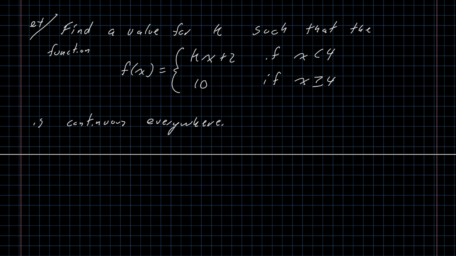All right, so the first thing I notice is that the two pieces of this function are very well behaved. kx plus 2 is a linear polynomial. Well, any polynomial is continuous everywhere. We never have to worry about polynomials, so we don't have to think about that piece. 10 is a constant. Constant functions are continuous everywhere, so we don't have to worry about that piece. The only thing we might possibly have to worry about is the breaking point of the piecewise function. x is 4.